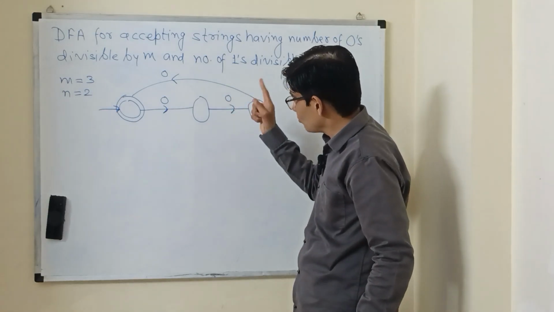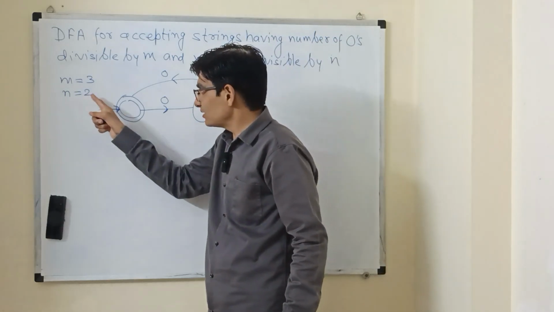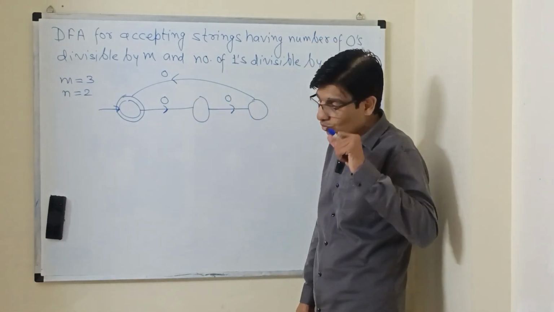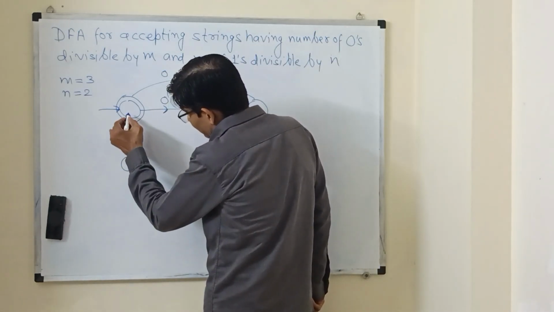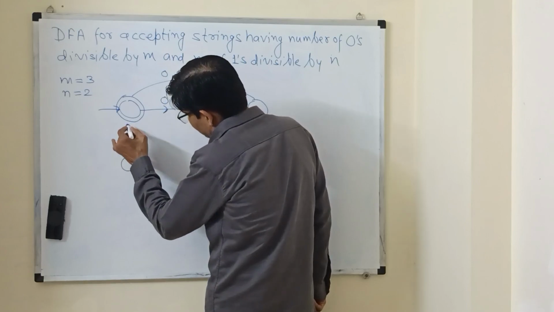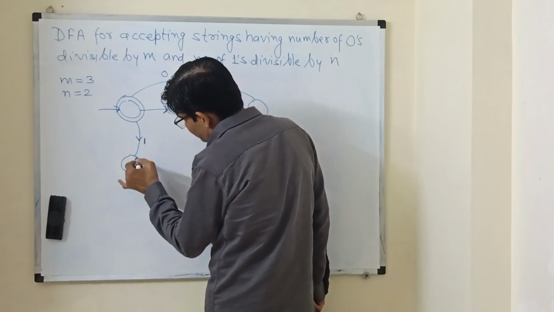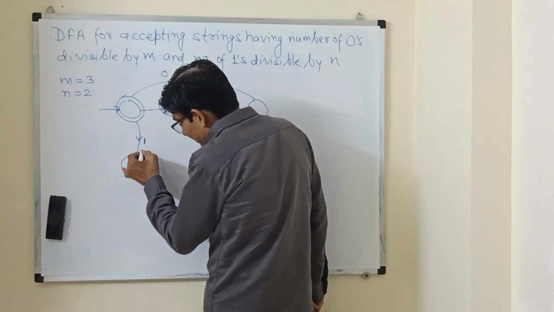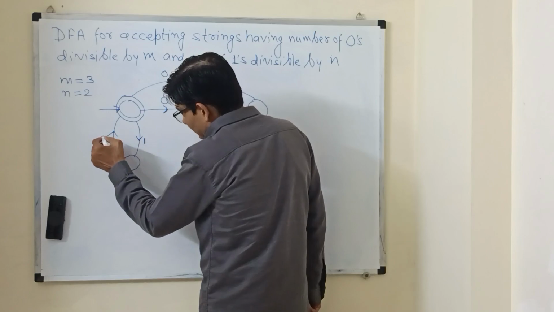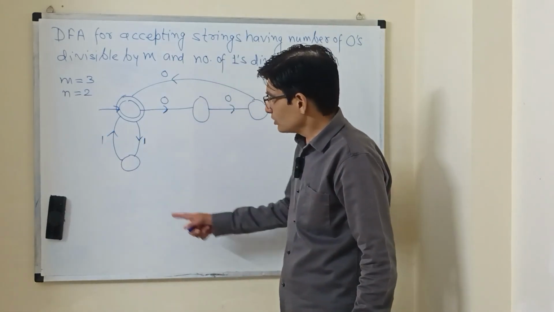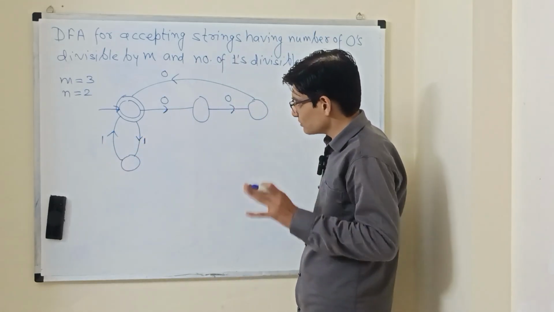Now one more thing we need to add here: number of ones divisible by n, where n is 2. So number of ones divisible by 2. So what we can do, we can have here one state, and we can extend this state here like this. On applying 1, we will reach this state, and we have got one single 1 now, and we have to add one more to get it accepted. So now you can see the number of ones are divisible by 2.